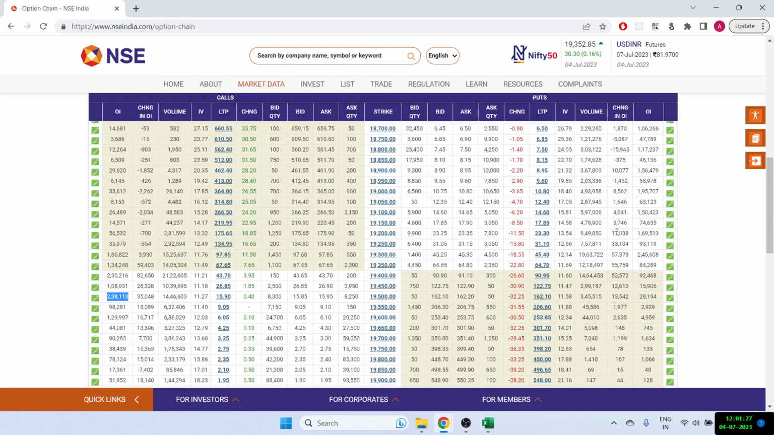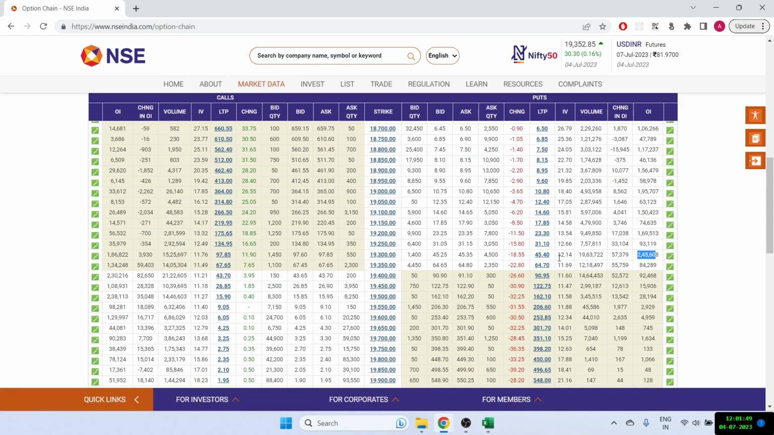Why? Because that means that there can be good short covering. Essentially, whoever has sold the 19,300 put might want to exit, and because of that the price might keep going up, right? So we will be buying the option once it breaks, and I will buy it after 10% because I want a good momentum in that particular direction.